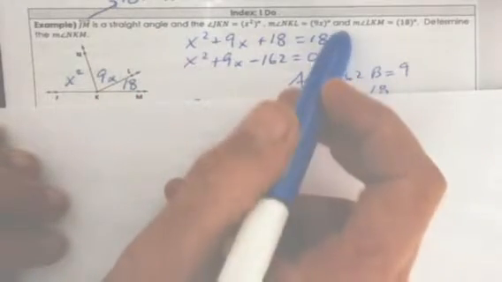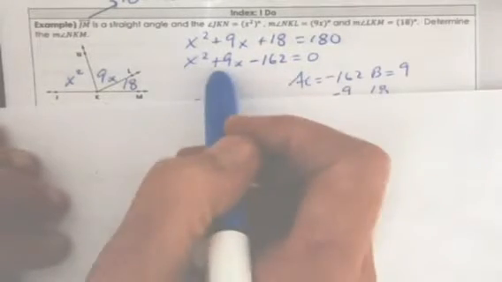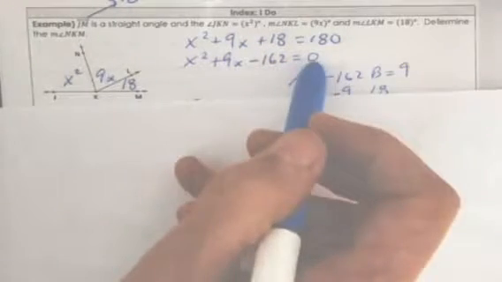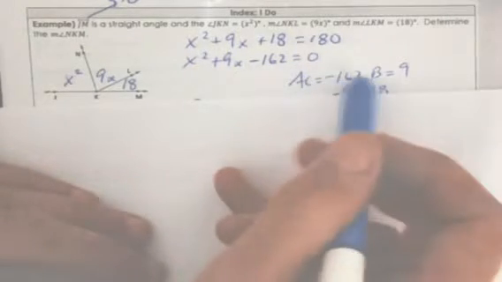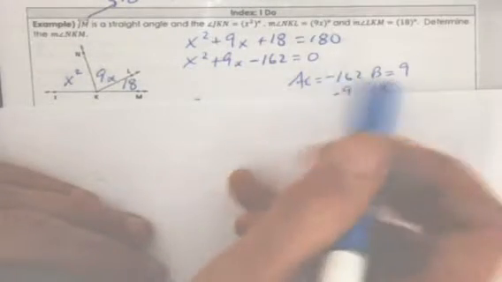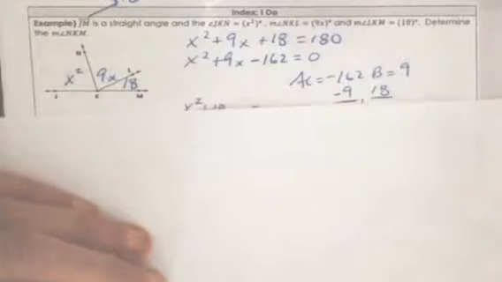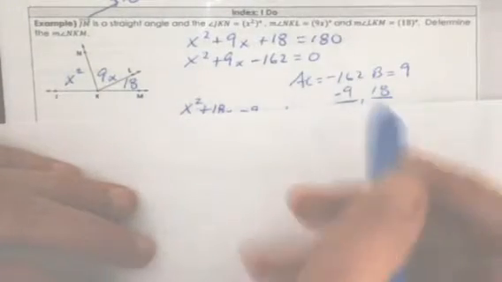We have a quadratic that's not in standard form. We get to standard form by subtracting 180 from both sides. We have x squared plus 9x minus 162 equals 0. So we have the master product, a times c, 1 times negative 162, negative 162, and the sum equal to positive 9. This is tricky, but it turns out that negative 9 and positive 18 will get us there.